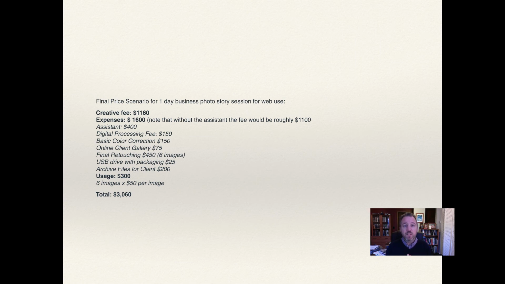So here's the final scenario that I've given you in the assignment. We developed a creative fee of $1,160. We had $1,600 of expenses. We charged a $300 usage based upon 6 images and a $50 per image usage for a total price to the client of $3,060. I think that's a pretty typical one-day photo shoot bid. I don't think you'll see that as being too high or necessarily too low.